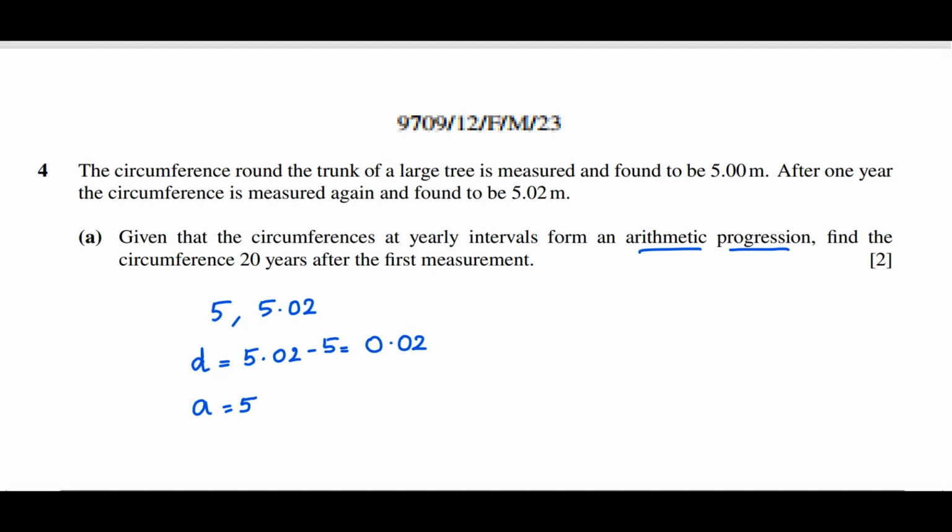Find the circumference 20 years after the first measurement. 20 years after the first measurement means you have to take the n value as 21. After 20 years, it is the 21st year we are measuring again. So n is 21.